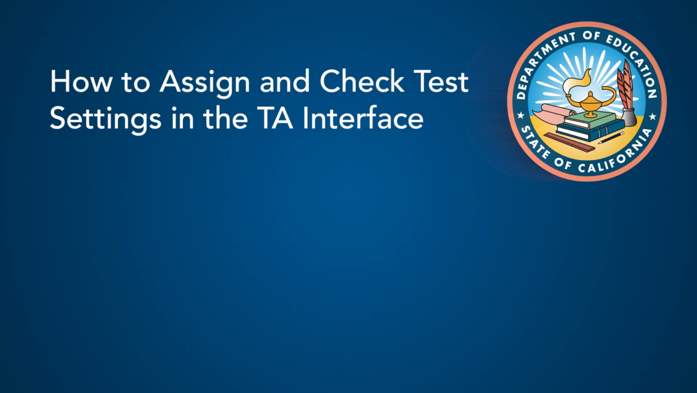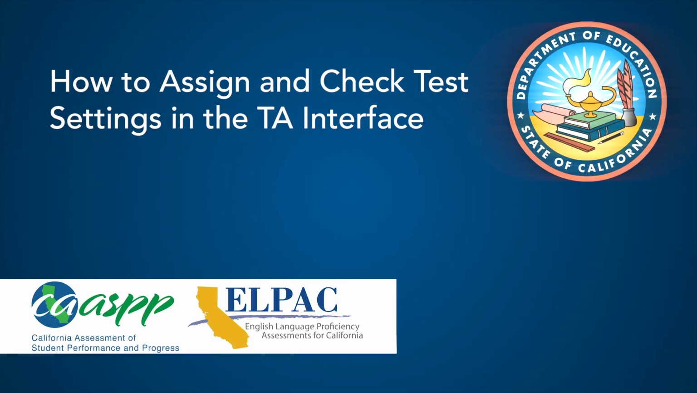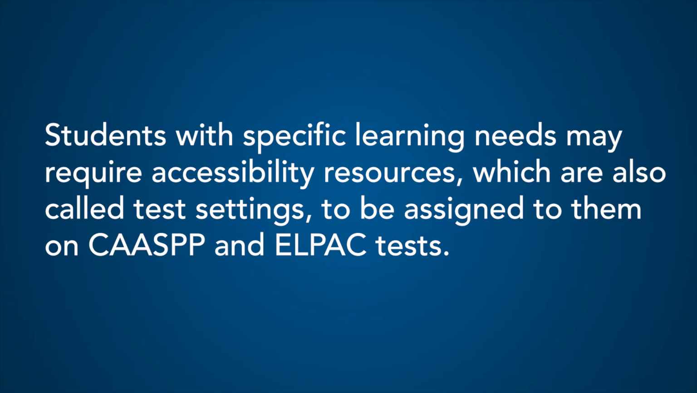This video covers how to assign and check test settings in the TA interface for both the California Assessment of Student Performance and Progress, or CAASPP, and the English Language Proficiency Assessments for California, or ELPAC. Students with specific learning needs may require accessibility resources, which are also called test settings, to be assigned to them on CAASPP and ELPAC tests.